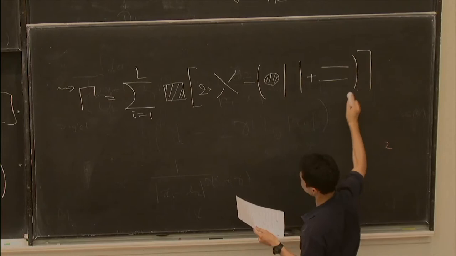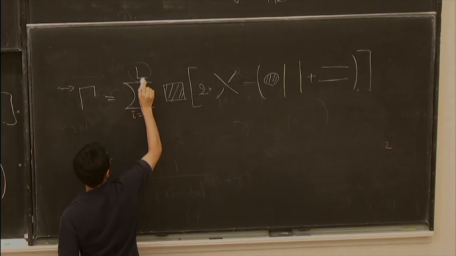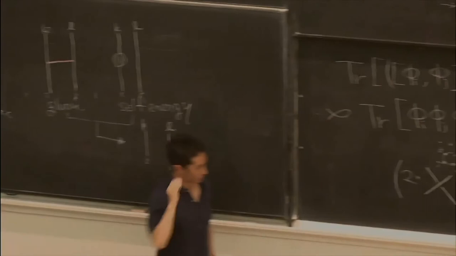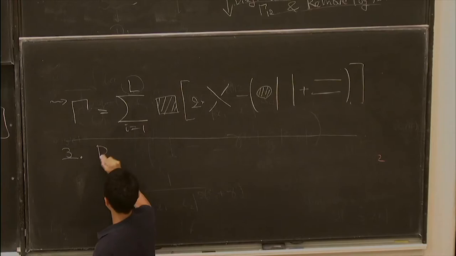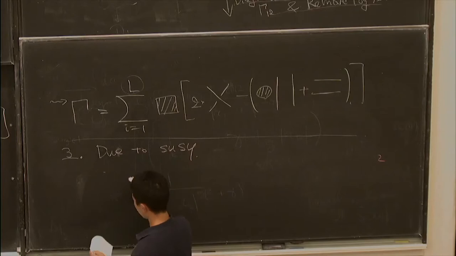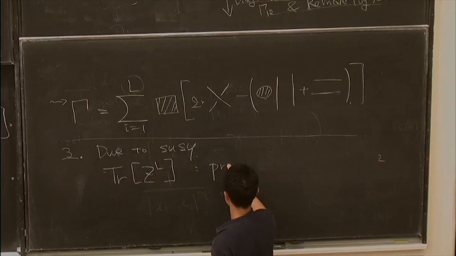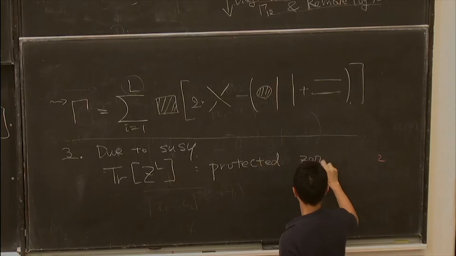Where L is the length of the operator, because I can insert that particular vertex at any position between two neighboring fields. Now comes yet another observation. We know due to supersymmetry, this kind of operator is protected. In particular, it doesn't have any anomalous dimension, zero anomalous dimension.